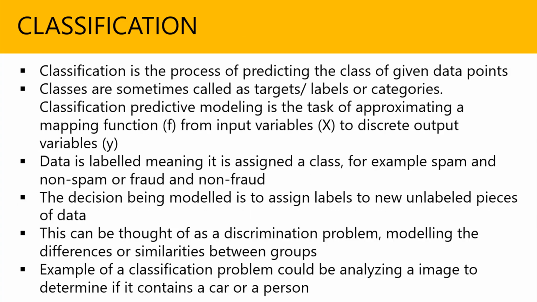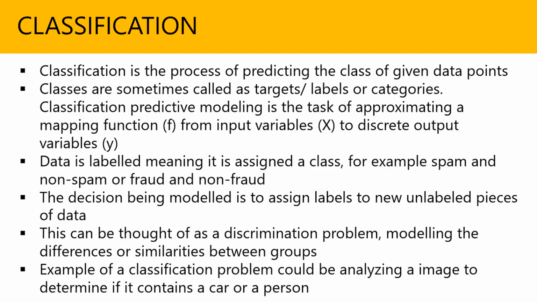Moving forward, next is classification, which is simply the process of predicting the class of given data points. Classes are, think of them as targets, labels, or categories. Classification predictive modeling is simply the task of approximating a mapping function f from input variables x to discrete output variables y. It's the function f of x. Data here is labeled, meaning it is assigned a class. For example, spam or not spam, fraud or not fraud, day or night.